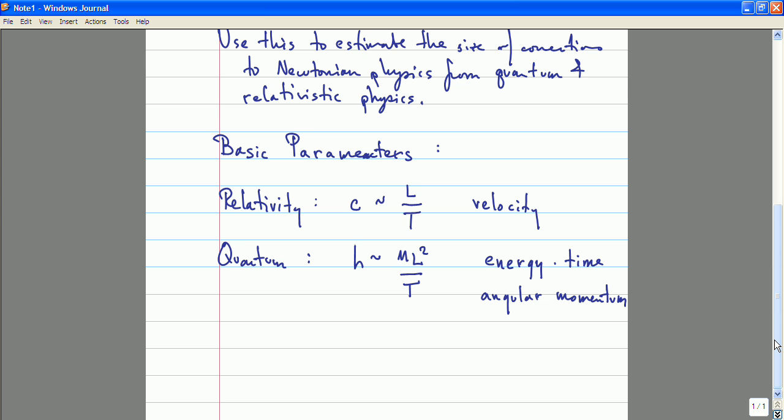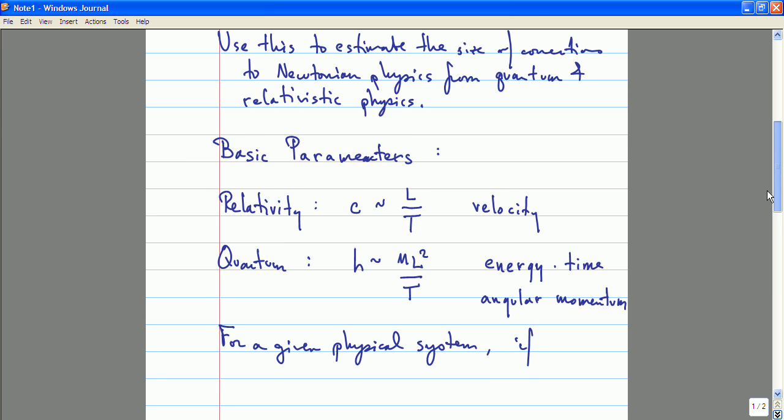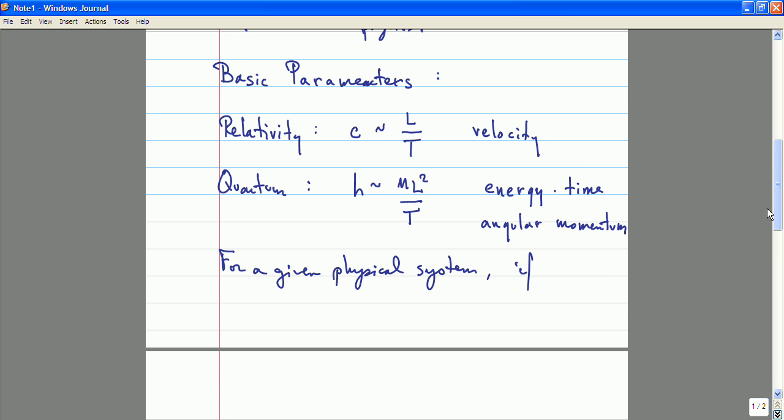And so in order to estimate whether relativity or quantum mechanics is important, the question that you want to ask is whether the typical dimensionful quantity that you would construct in a given physics problem is of order these basic parameters c and h. So, for example, for a given physical system, if you compute the velocity of all of the various parts of that system, and you find that the velocity is much less than the speed of light, then that implies that relativity is negligible.